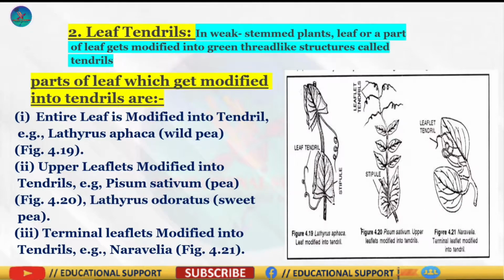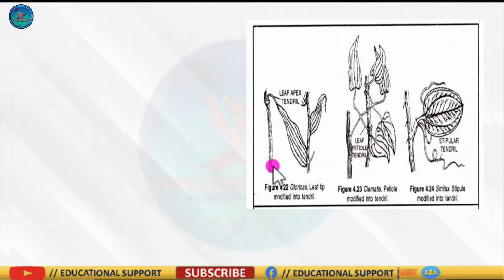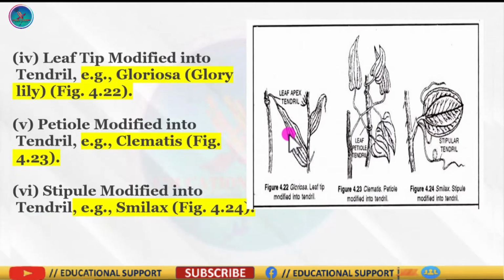4.21. The leaf tip modified into tendril, for example lily, figure number 4.22, and the petiole modified into tendril, for example clematis, figure number 4.23, and the stipule modified into tendril, for example smilax, figure number 4.24.